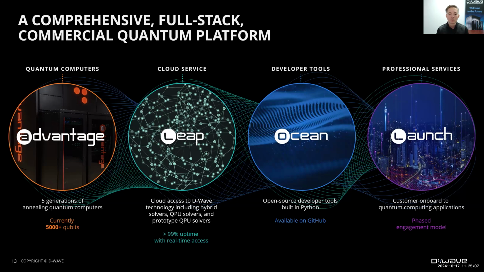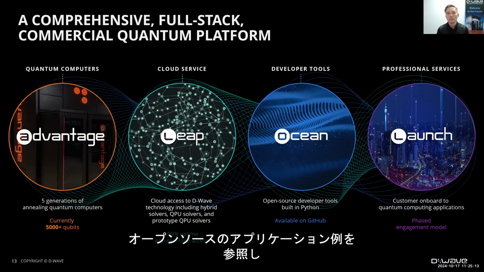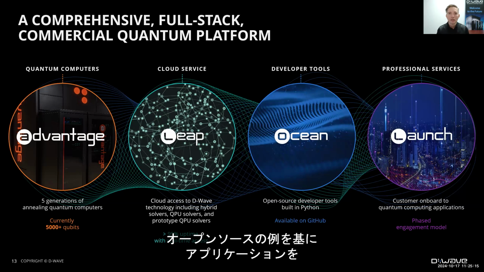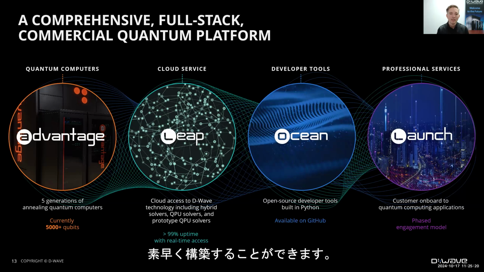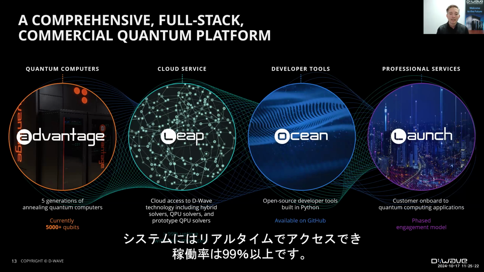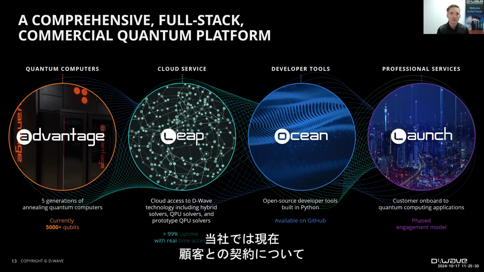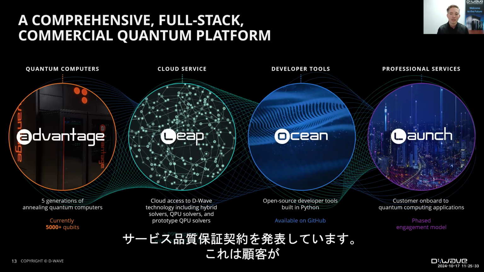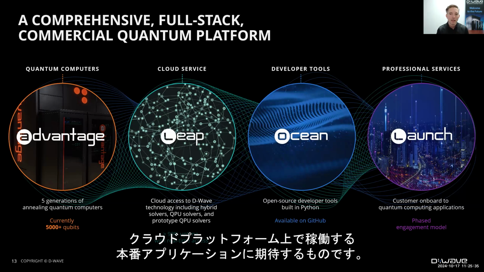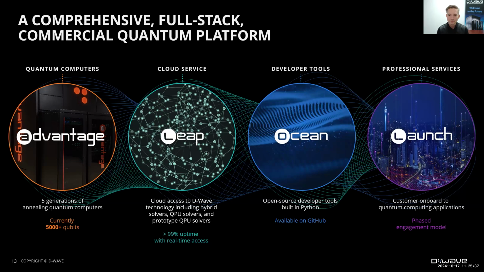That's a good point to mention, they're online and available to you in our Leap Quantum Cloud service. So this allows you to sign in, get access to the systems, monitor your usage, look at open source examples for applications, and then build off of those open source examples to get applications built quickly. We have greater than 99% uptime with real-time access to those systems. So really the kind of service that people expect. And we've now released service level agreements for our contracts with our customers, which is what they expect for their production applications running on that cloud platform.